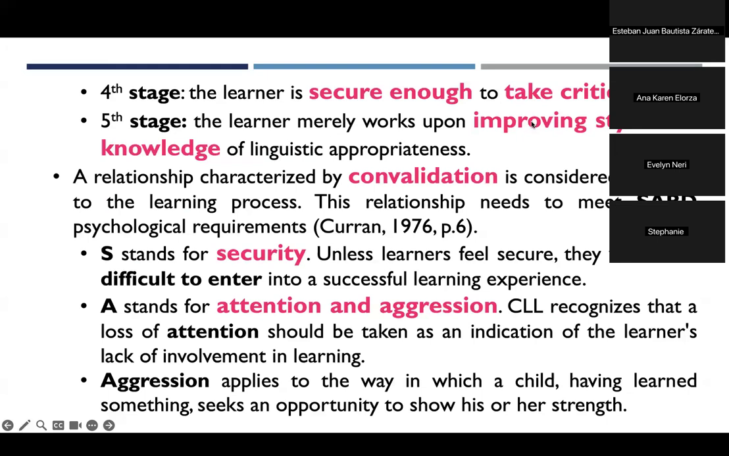Second, if students pay attention to your explanations, to the development of the activities, they are going to display aggression. But in what sense should aggression be understood? Well, aggression applies to the way in which a child, having learned something, seeks an opportunity to show his or her strength. That is aggression. In this case, they take the risk to participate in the role play, to participate in reading aloud something. That's exactly the idea of aggression. Students taking the risk to show off how able they are to produce language.